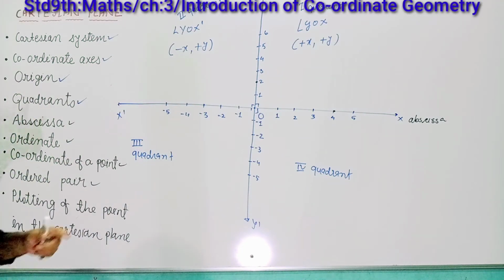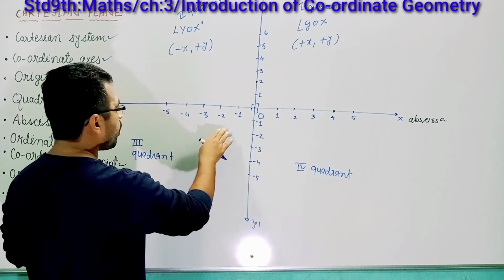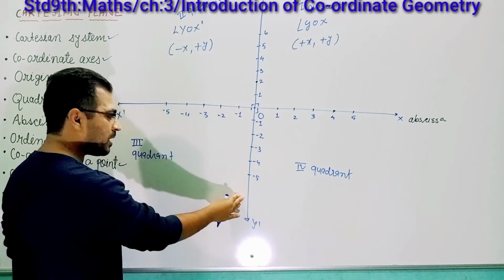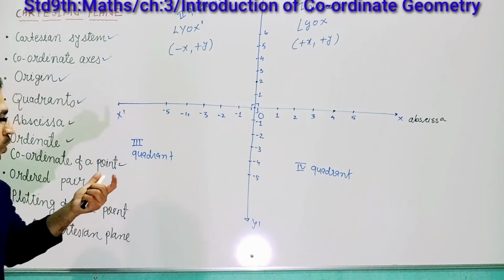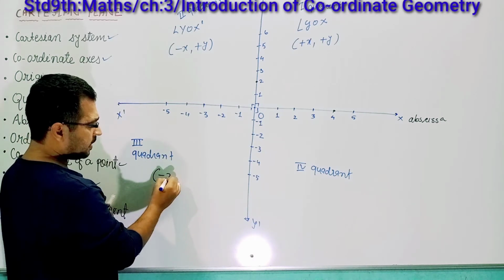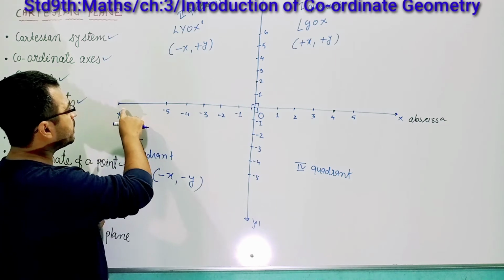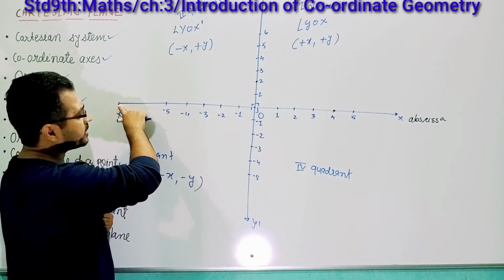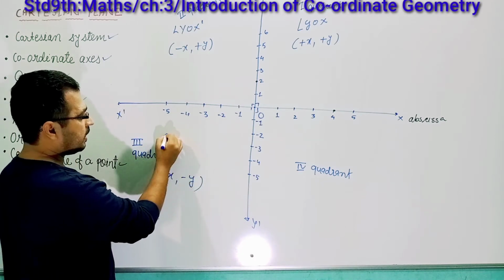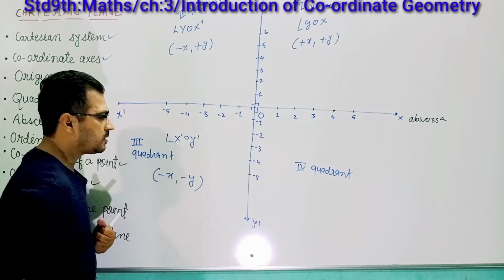Right student? In third quadrant you can see that the points of the x-axis are negative and the points of the y-axis are negative. So the ordered pair is in the form of minus x and minus y, and the region included by x dash o y dash. This is what? Angle x dash o y dash.